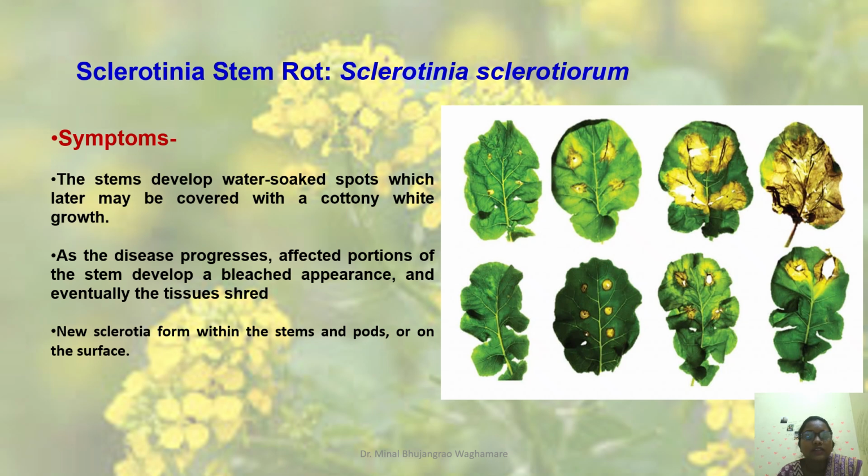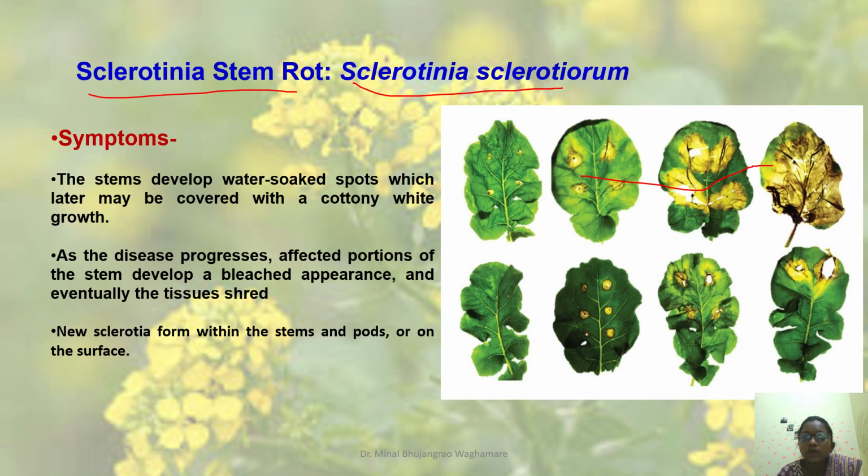Coming to our next disease, and it's the last important disease of the mustard. That disease is Sclerotinia stem rot. The causal organism is Sclerotinia sclerotiorum. In this also, typically water-soaked lesions or spots appear on the leaves, and later they convert to whitish cottony growth on the leaf surface.